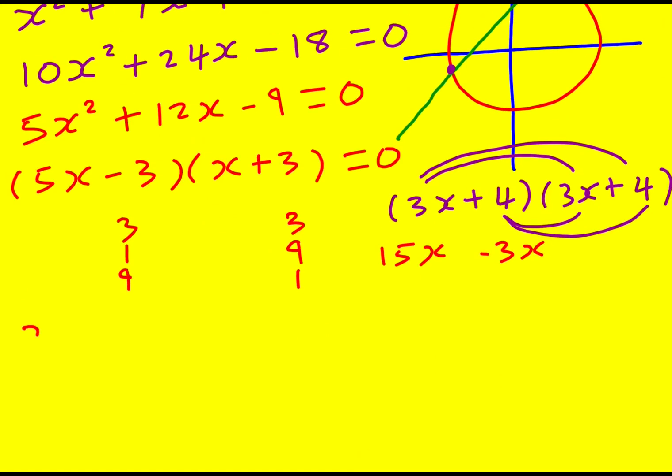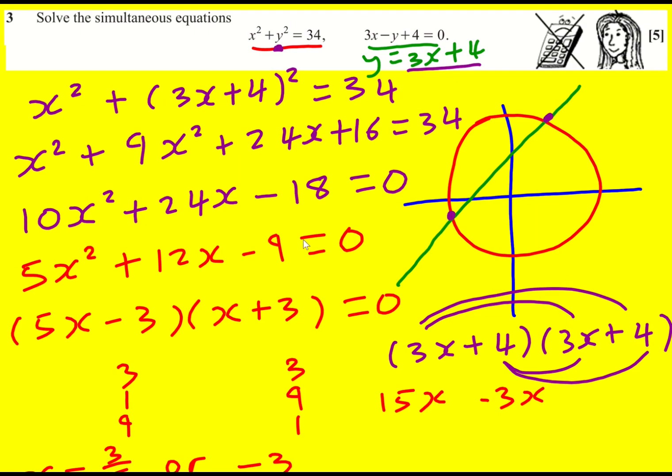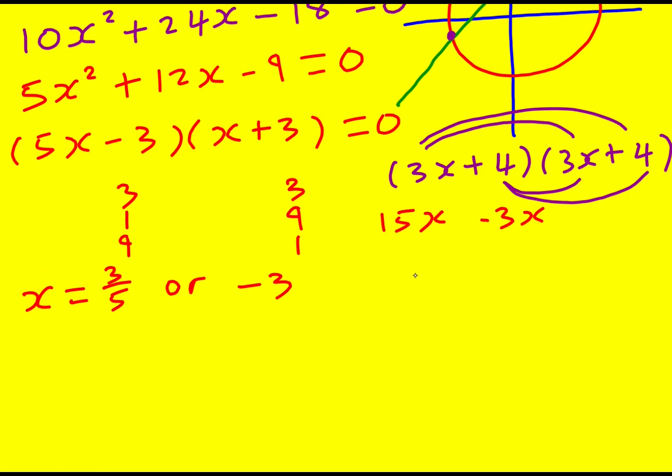So that's going to give me x. This bracket is going to be 0, so x is going to be 3 over 5, or the second bracket is 0, so I'm going to get minus 3. Now I need to substitute it back in to get y, and I can put it back into either one. It makes sense to substitute it into this one here. It's just a little bit simpler. y equals 3x plus 4.